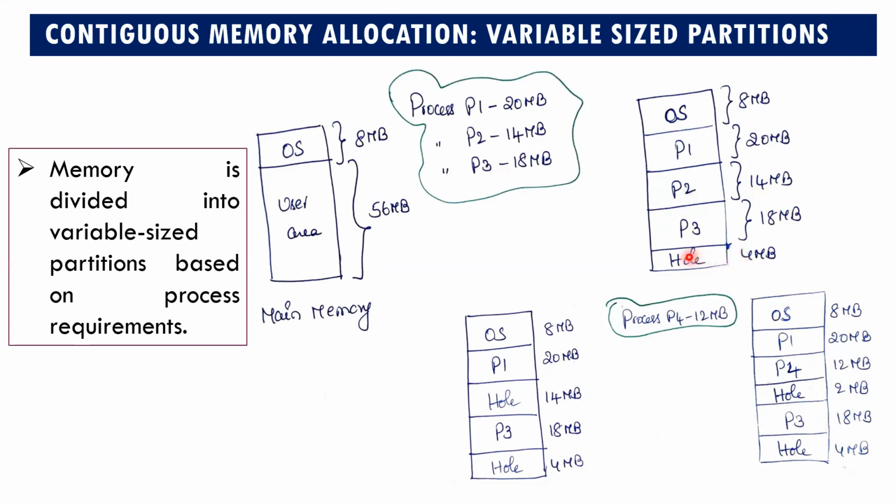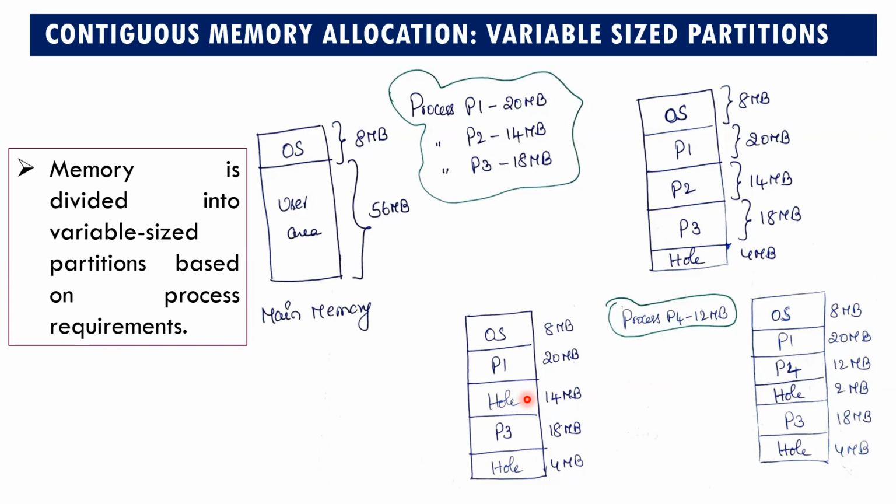So this is called a hole. A hole is the available space in the main memory which is not allocated to any process. Now let us consider process P2 has completed its execution. Then the memory that is allocated to process 2 will be deallocated. That means process 2 will be removed from the main memory, creating another hole of 14 MB. So putting together, we have a total of 18 MB of space, which is still available for allocating to new processes.